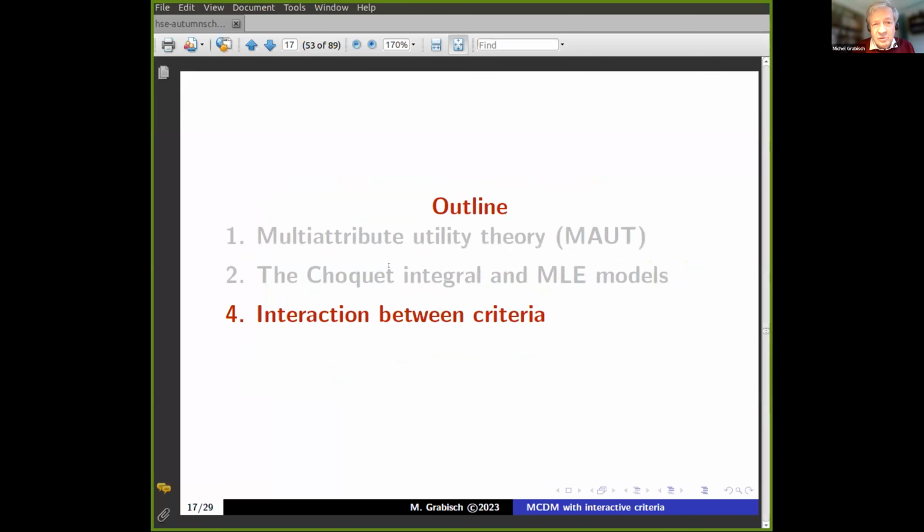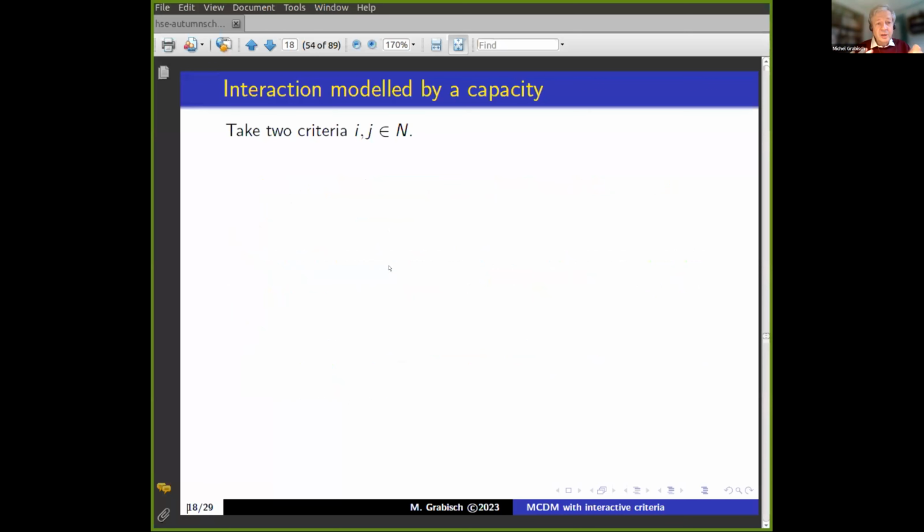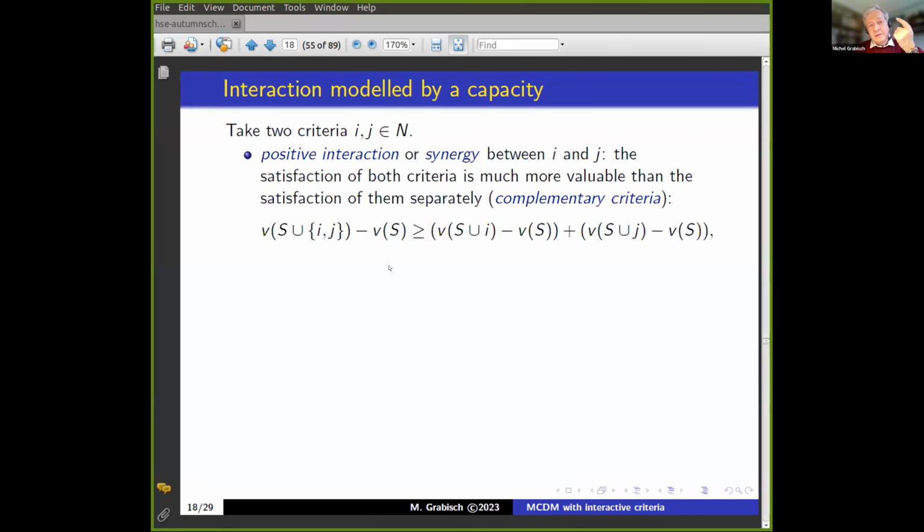So now we go to the last part, the modeling of interaction. We will use several ways to address this question. The first one is to go directly via the capacity. Remember, the capacity is expressing all the importance on the subsets of criteria. Let's see what we can do with this.